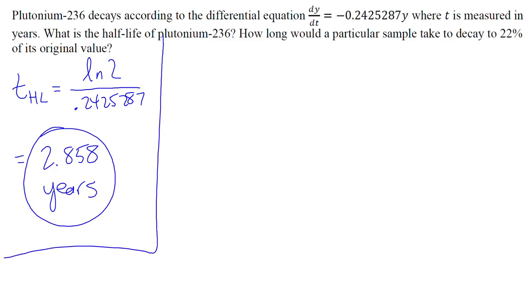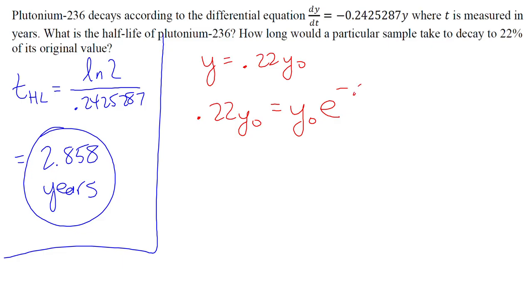That's the first part of the question here. And then the second part says, we want a particular sample to decay to 22% of its original value. Well, that means that the final amount is 0.22 of the initial amount. So when we write out our formula here, we're going to have our final amount, 0.22 y naught, is equal to our initial amount times e to the negative kt, or negative 0.2425287t. We can cancel out the y naughts, right, just by dividing both sides by y naught.